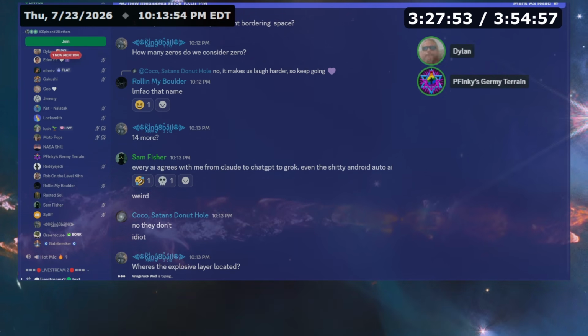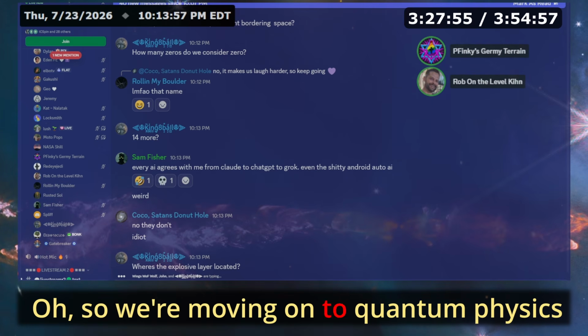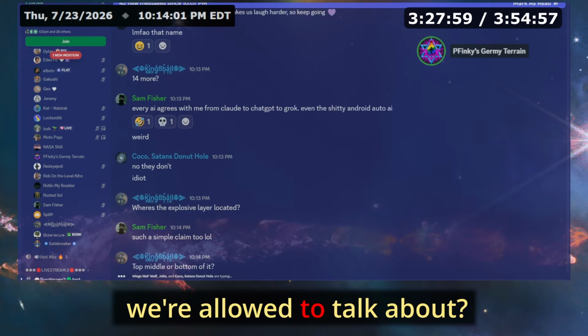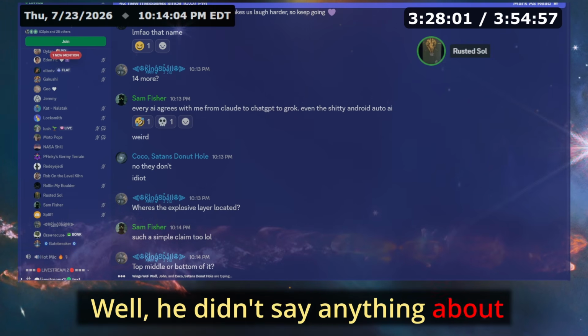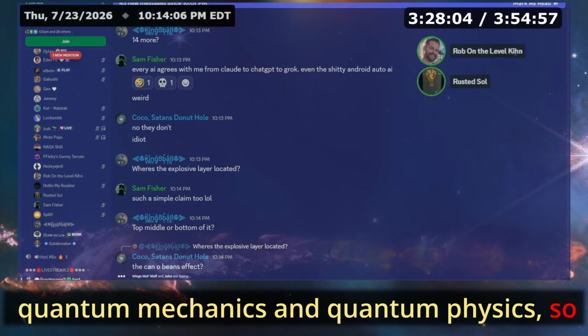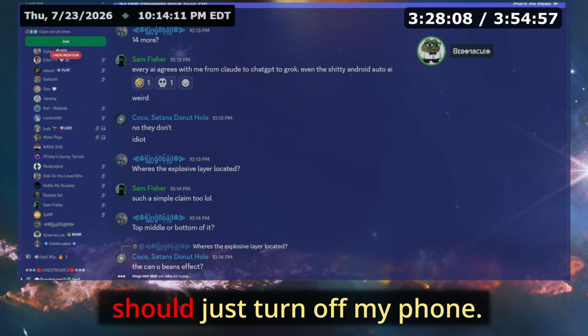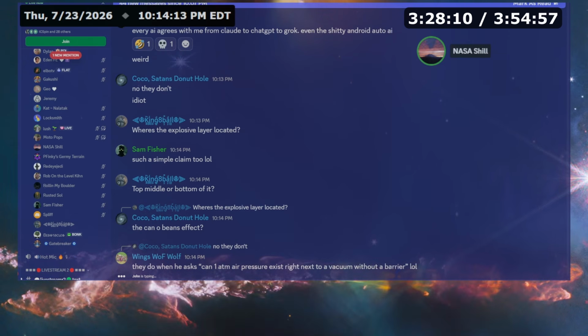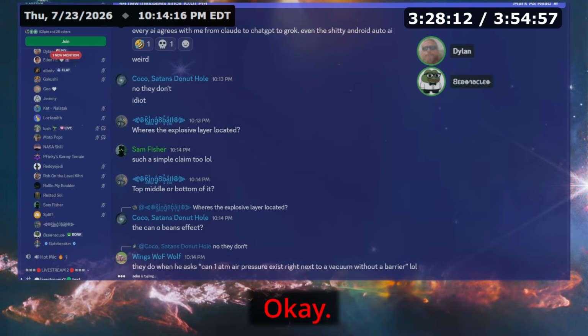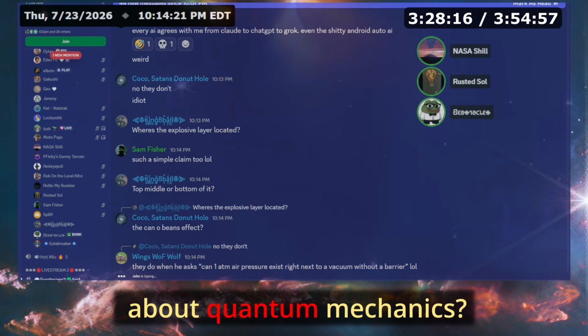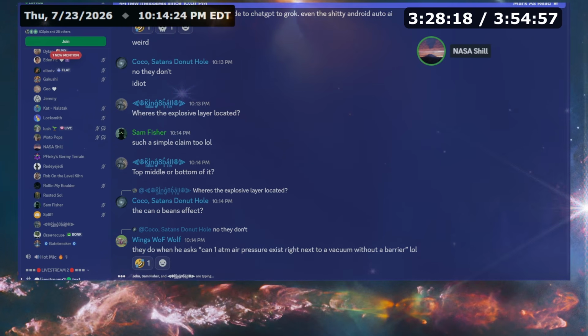No one brought up quantum physics. Oh, so we want to move on to quantum physics now? Because I would have some questions. What's the scope of what we're allowed to talk about? Well, he didn't say anything about quantum mechanics. Let's just stay on topic. Why would he say that? It doesn't make sense. He's saying I should turn off my phone because it relies on quantum mechanics. Where did I say I deny anything about quantum mechanics? Did I say anything about quantum mechanics? He's talking about the problems.